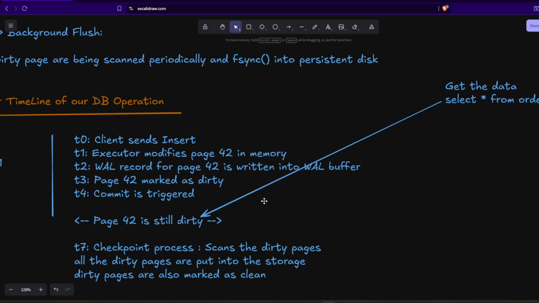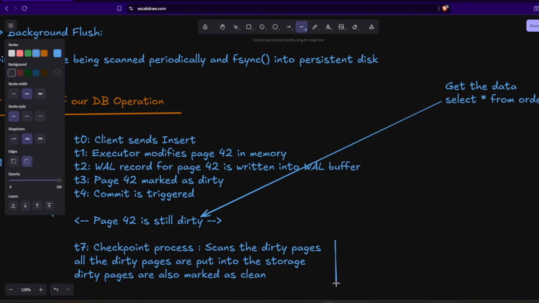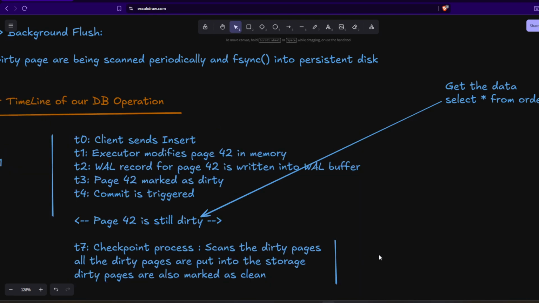So now you probably get a complete idea of how, with this excellent trick, the database makes sure that durability is maintained through the WAL, and the actual flush happens in a periodic manner, because IO operations are always expensive. This part is an IO operation, this is an IO operation, so IO is always expensive. So this approach of the checkpoint process scanning dirty pages lets us do it in a batching manner, or through a batch process.